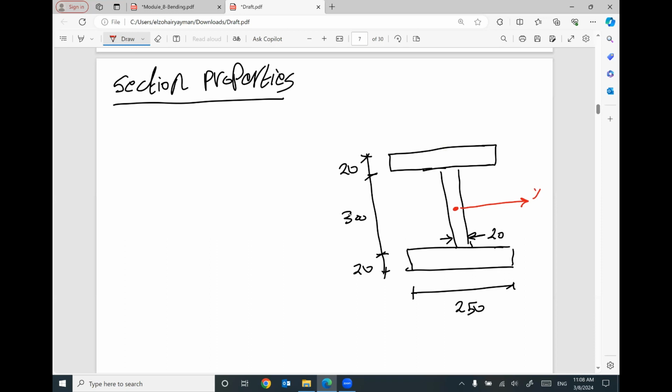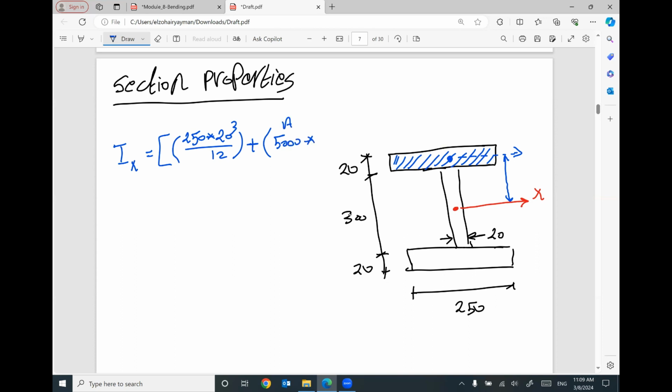I can put here the x-axis. And I can start to figure out the moment of inertia Ix. For this part, the centroid of this rectangle is here. So I will have the first part, 250 times 20 cubed divided by 12. But we have a distance between the centroid of this part and the actual x-axis of the cross section. This distance equals 160. So I have to add the area of this rectangle, which is 250 times 20, that is 5,000, times the distance 160 squared. This is A d squared.